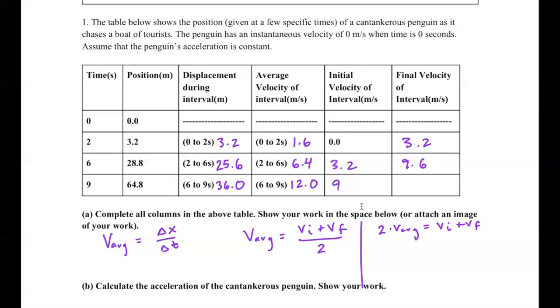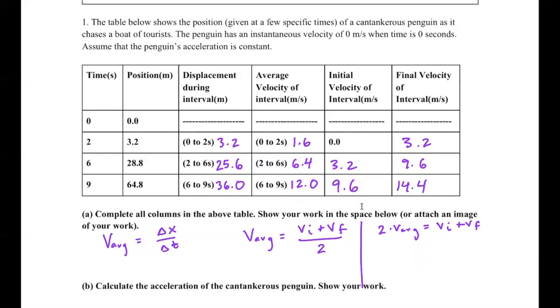And so the initial of the next one is 9.6. Now 9.6 to 12.0, the increase there is 2.4. So I know I have to have 12 plus 2.4 to get the final. So that's 14.4. And that's how I worked out the table there.